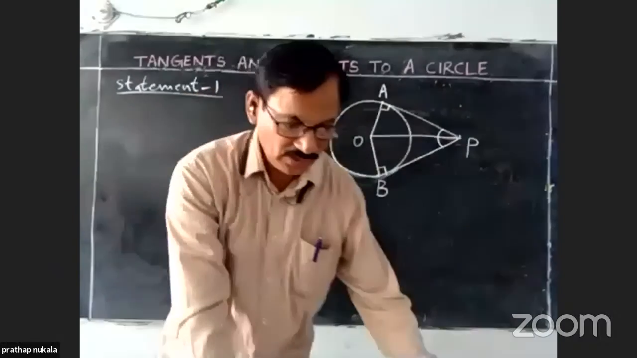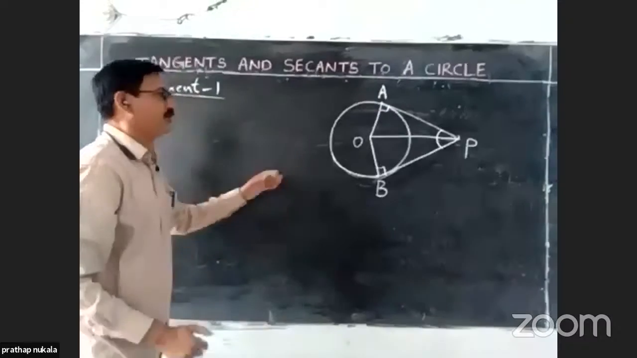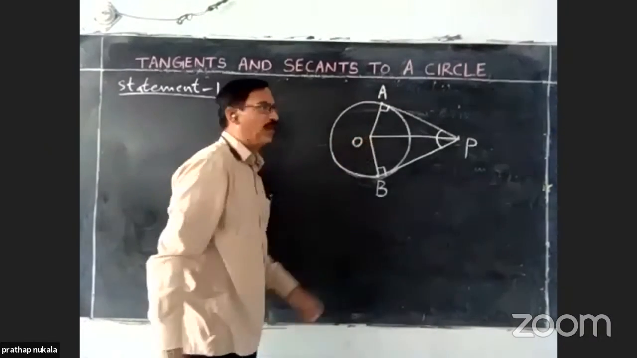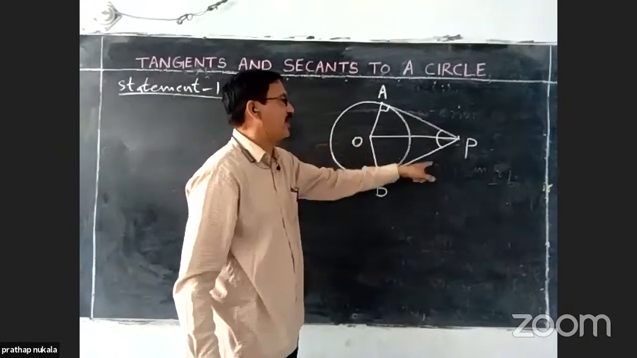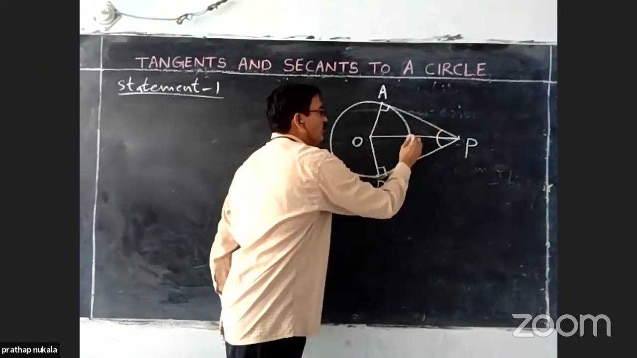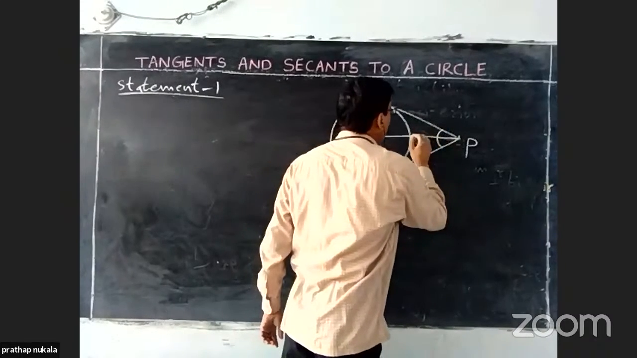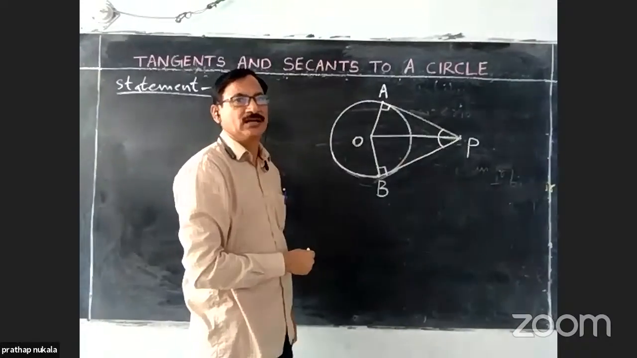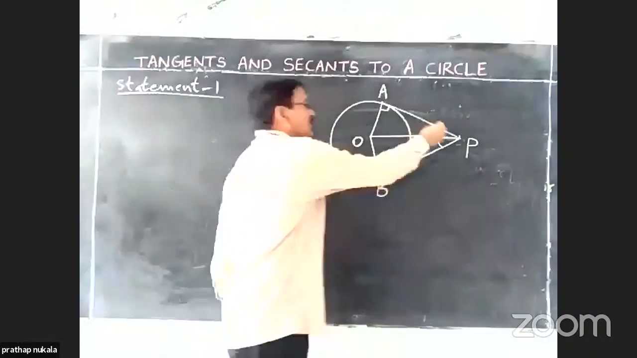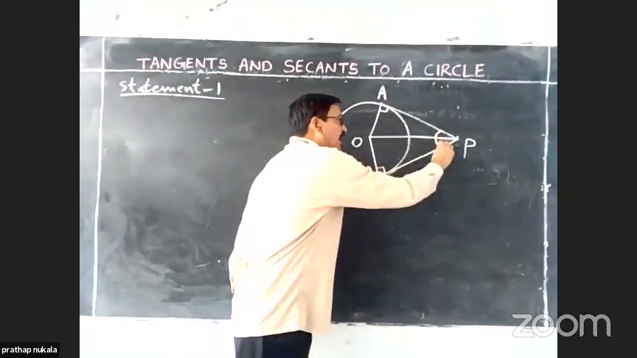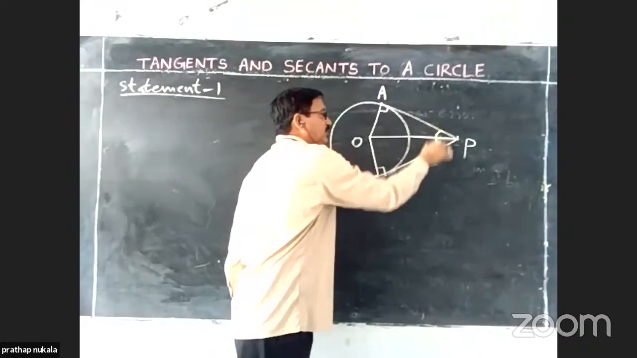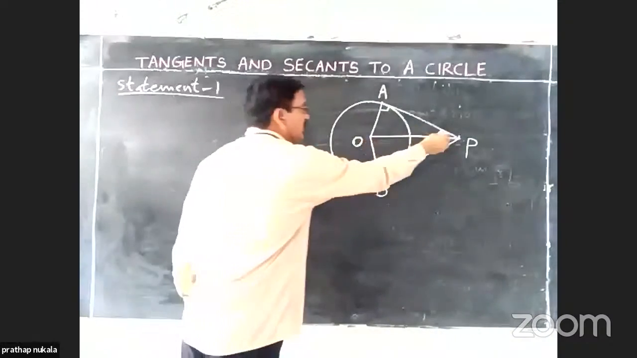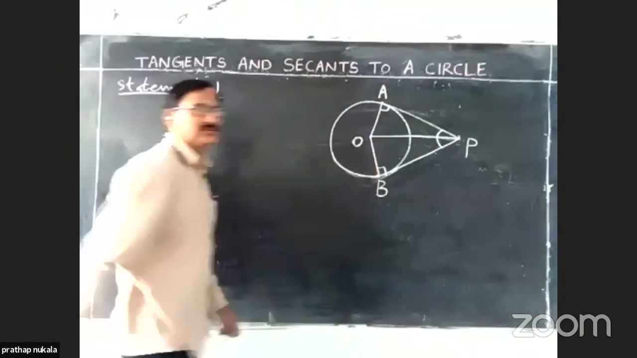Okay. Now we are proving the statement. The center, that means O, lies on the bisector of the angle between two tangents. First we have to prove that OP is the bisector of the angle between these two tangents. That means it equally divides the angle into two parts.